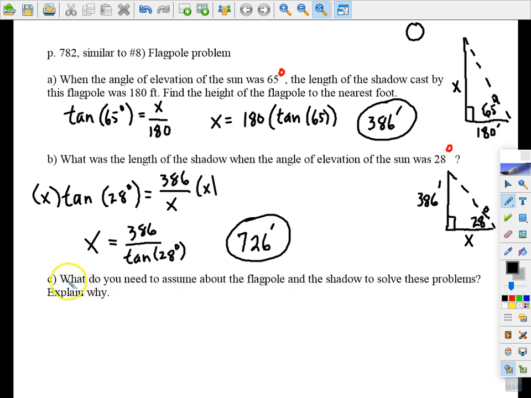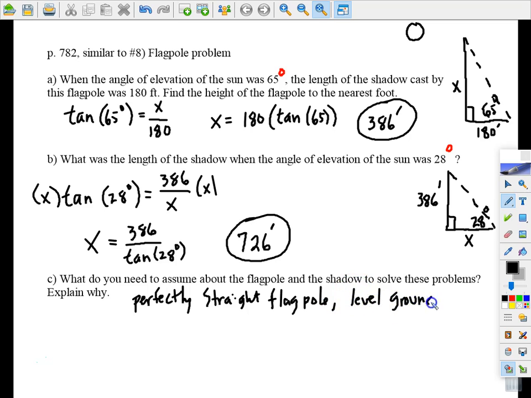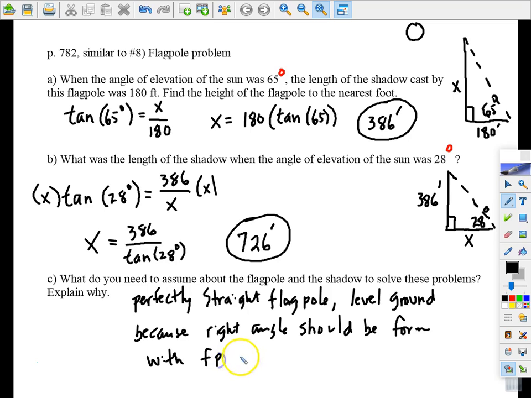So there's several different ways of explaining this. We need a perfectly straight flagpole, level ground, because, here's the why, because we should be forming a right angle, just kind of abbreviating here, with the pole, flagpole, and the ground.